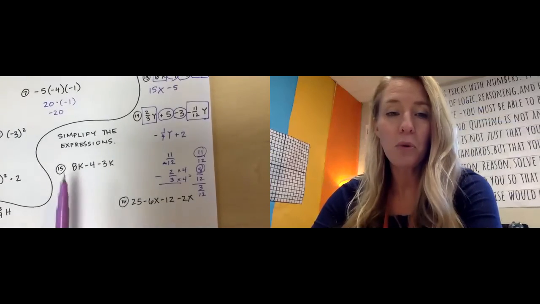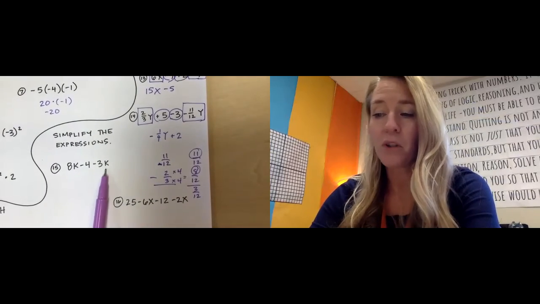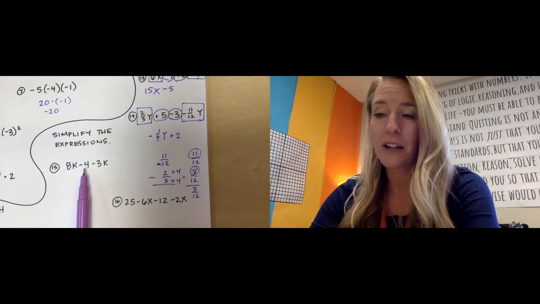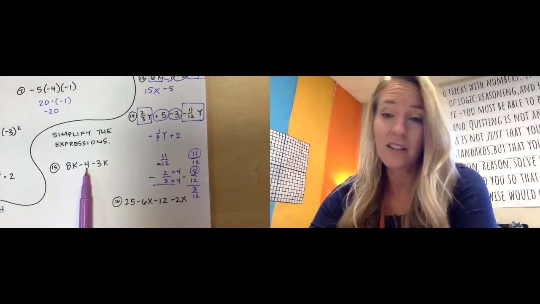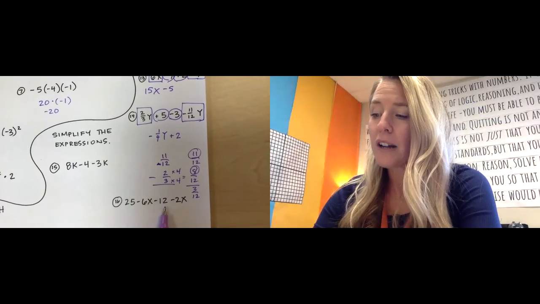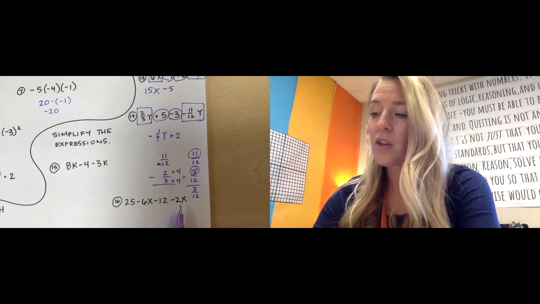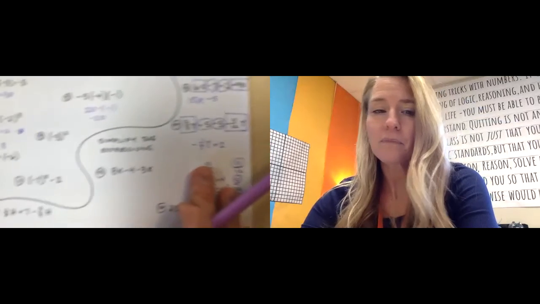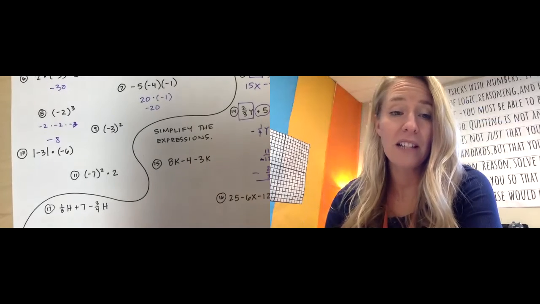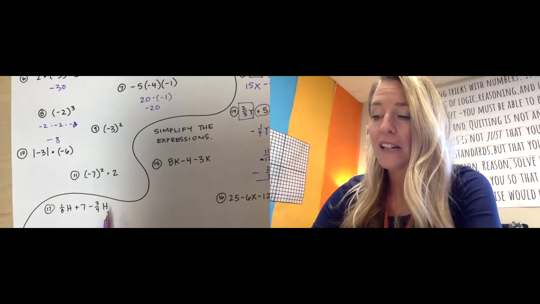Now, I gave you 3 more on your own to do. You're going to combine k's here, but you only have 1 constant that needs to just stay on its own. Here you've got 2 constants. Remember those signs, take those signs with them. You've got 2 x's that you need to combine. And then on the last one, number 17, you need to make sure you get your h's together.